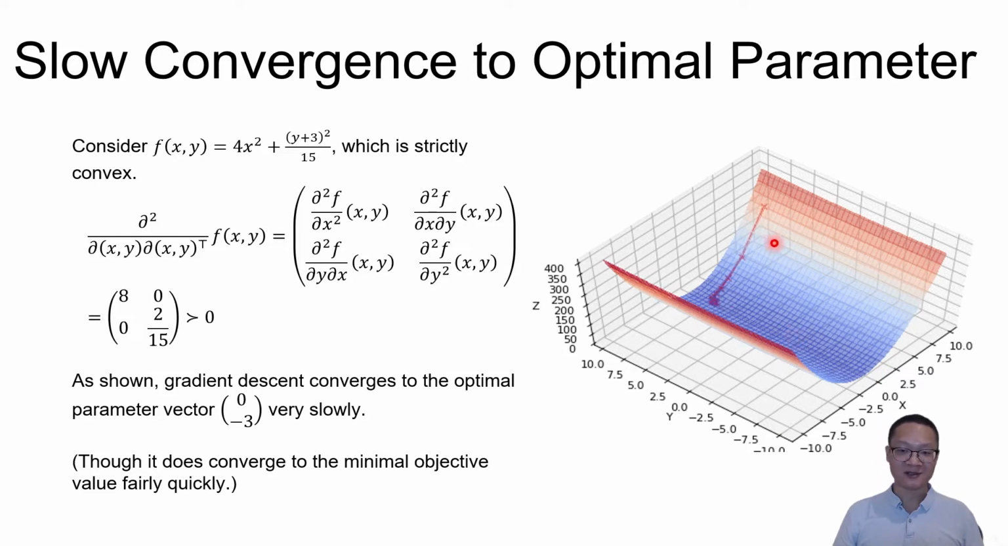So the parameter actually converges very slowly, but once we get to the middle in the x direction, the objective value is actually very close to the minimum just because in the y direction the function is pretty flat. So even though the parameter converges slowly, the objective value converges quickly.